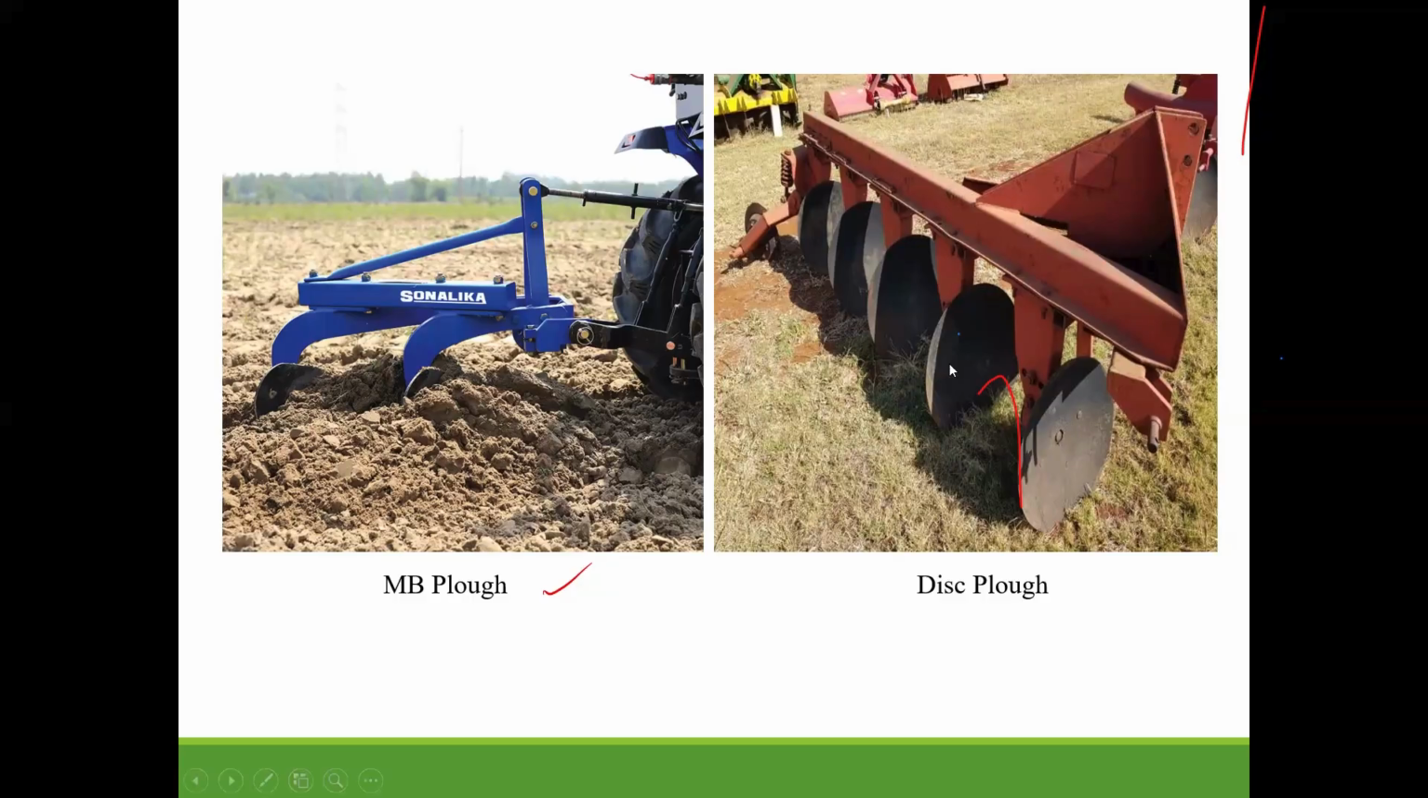And the second one, what you are seeing, it is nothing but the disc plow. It also comes under a tillage implement only, but it is used mostly in hard rock areas or stone areas where we'll have certain hard lumps. So there we prefer this disc plow.